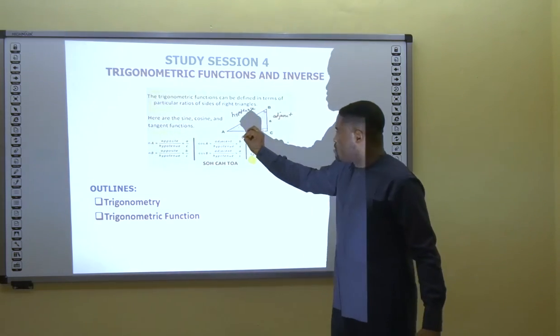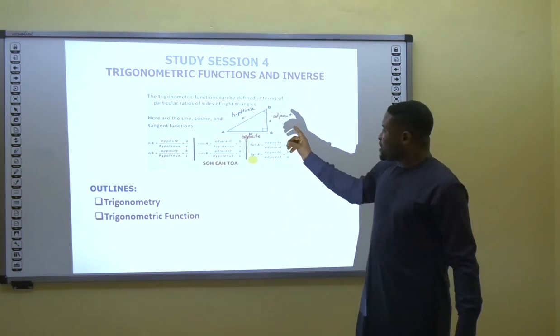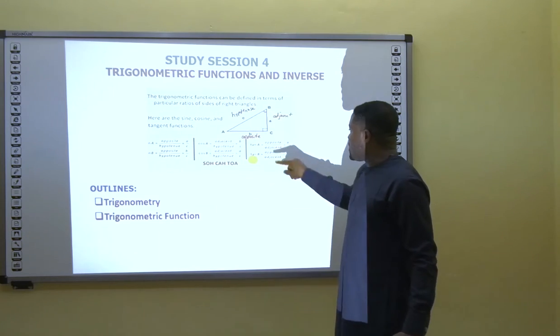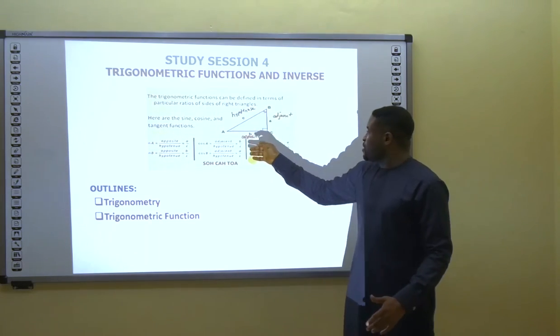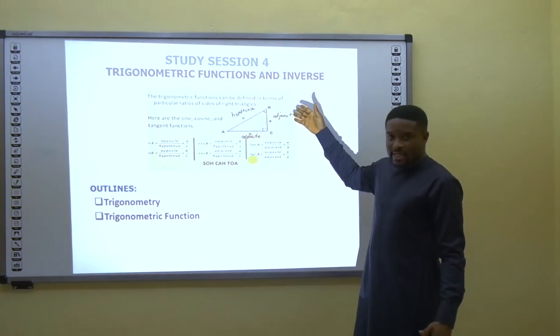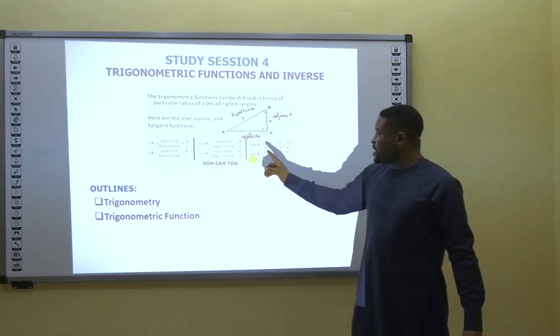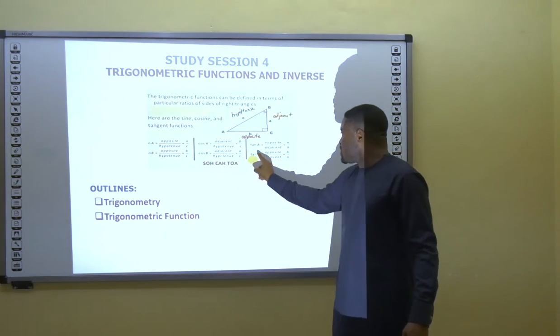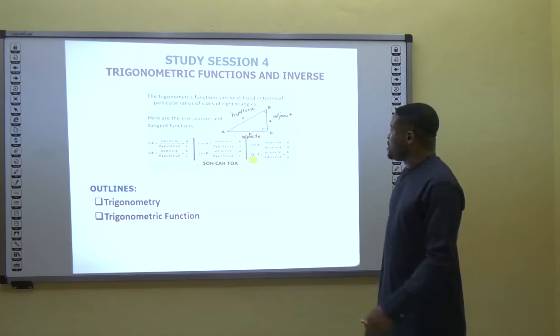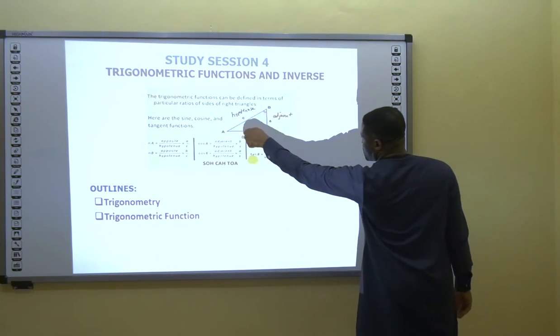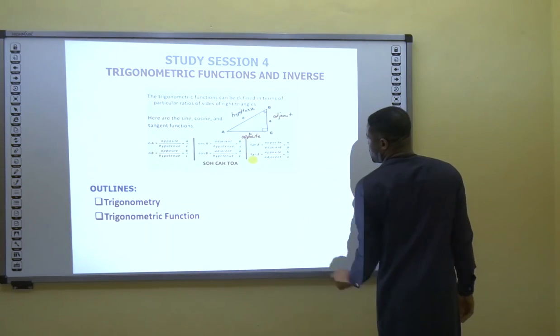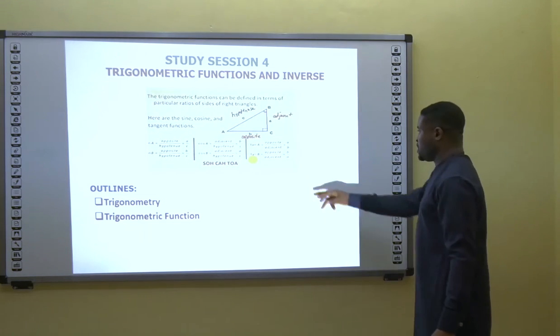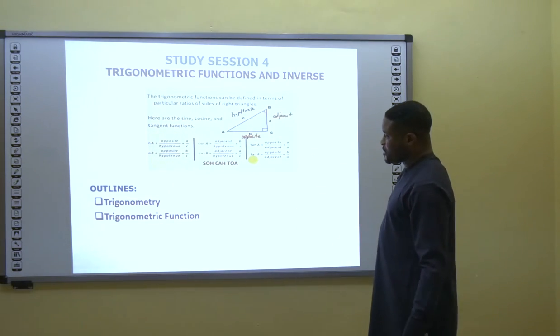So if you need to look at the tangent, it is only saying that the opposite of this triangle must be divided by the adjacent of this triangle. And then the tangent of B, which is this, is equal to the opposite of this divided by the adjacent of this. So they are represented in different formats.